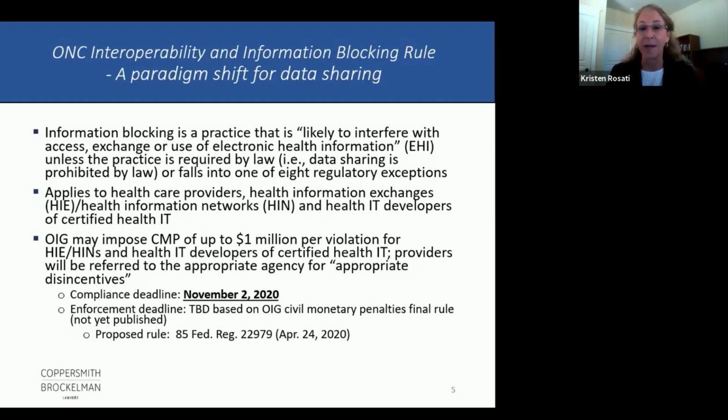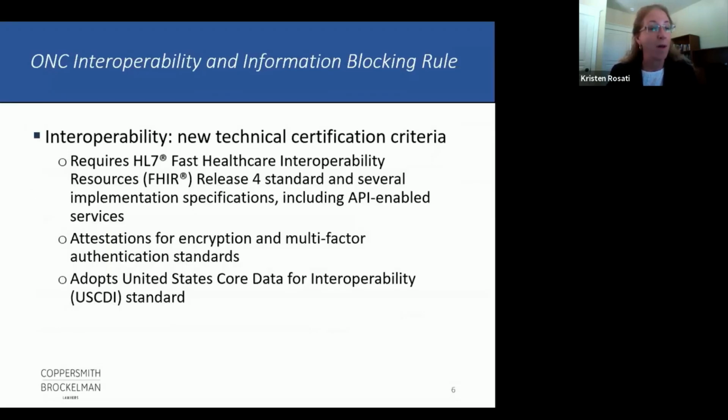Although we are still waiting on the final Office of Inspector General civil monetary penalties rule so that we can understand more what these penalties will look like. The ONC rule also contains new technical certification criteria for API-enabled services, which will certainly be an important thing for digital health app developers to understand.